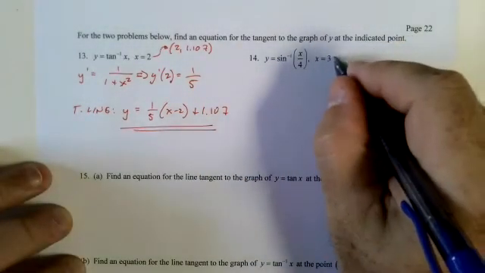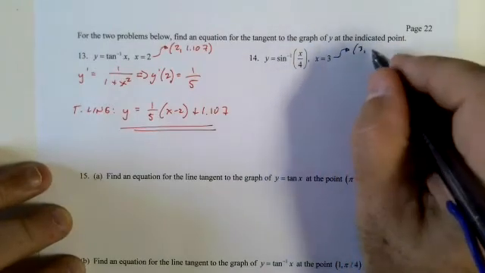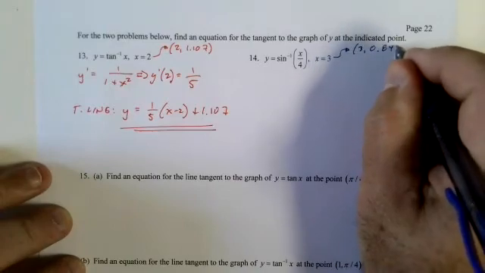Plug in 3, we get 3 comma 0.848, straight out of the calculator.